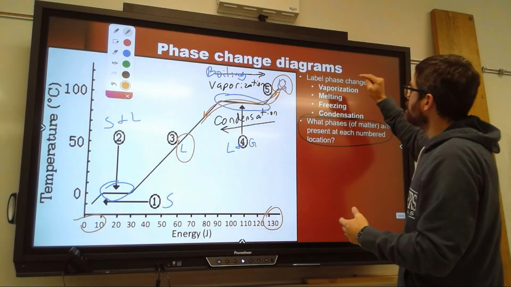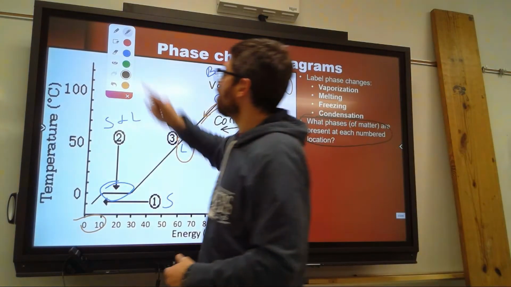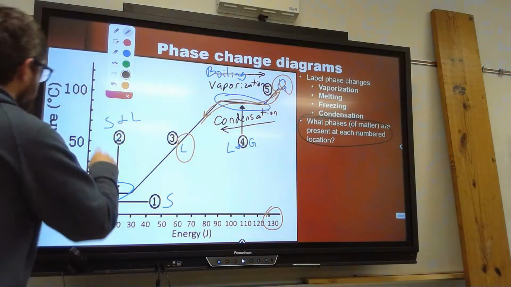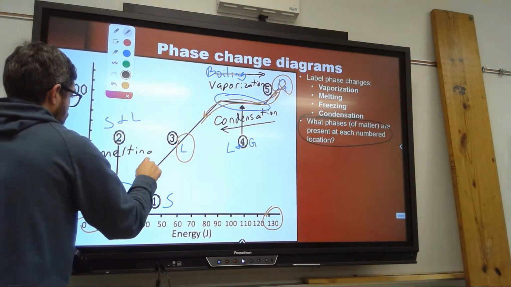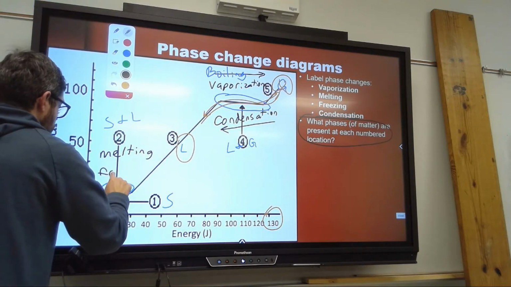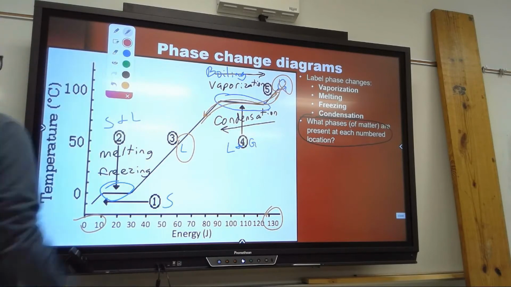Two more phase changes, melting and freezing, is what we left out, and you might have guessed that they go here at number 2. Both of them go at number 2. So I'm going to put melting here, I'm going to put freezing here, and I'll let you guess what directions the arrows go.